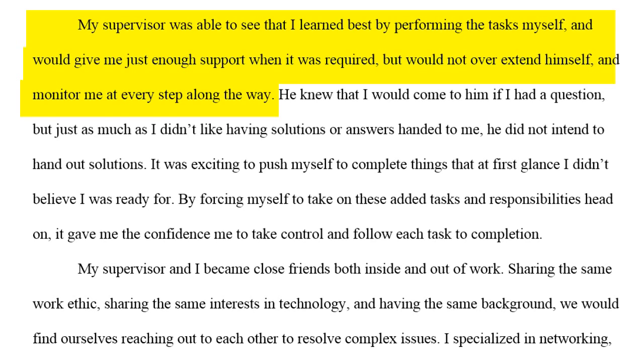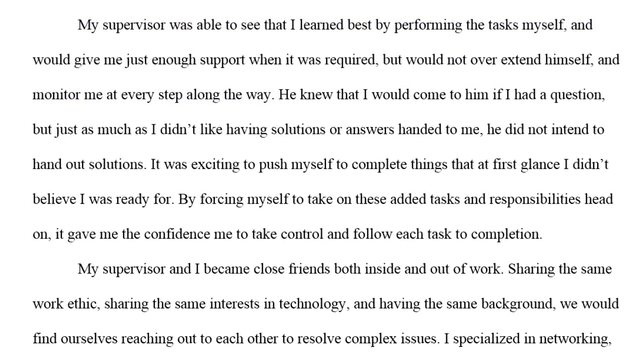My supervisor was able to see that I learned best by performing the task myself and would give me just enough support when it was required, but would not overextend himself and monitor me every step along the way. So, the writer uses a topic sentence to convey a key insight about himself as a professional, that he learns best by performing tasks himself, and then continues with the narrative details that support this very insight.